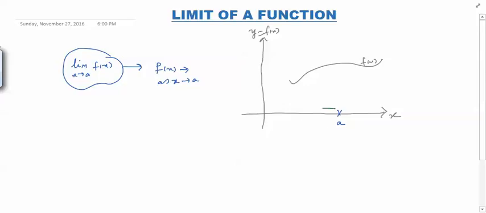It means that as x is approaching a, x is taking values closer to a, where is your f of x heading to? For example, you can see here in the graph that your f of x is heading to this particular value as x is approaching a. So this particular value is your limit x tending to a of f of x. So this is the definition of the limit of a function at a point x is equal to a. So the first question that comes to our mind is, why do we need the concept of limit?